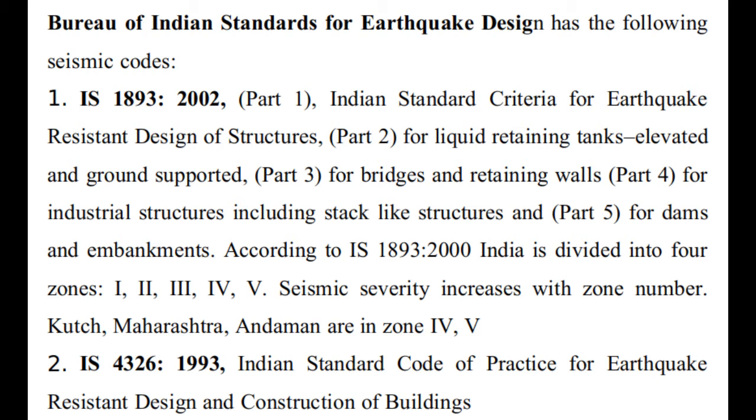The second IS code is IS 4326:1993. See, after the colon, whatever is written is the year number of the edition, so we are talking about the latest edition. IS 4326:1993 is the IS code of practice for earthquake resistant design and construction of buildings.